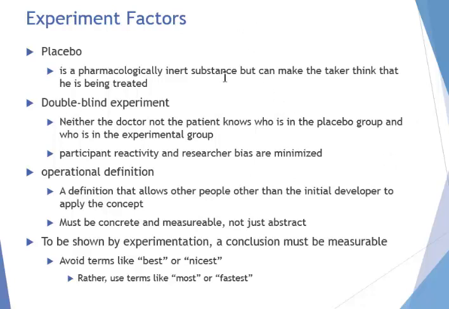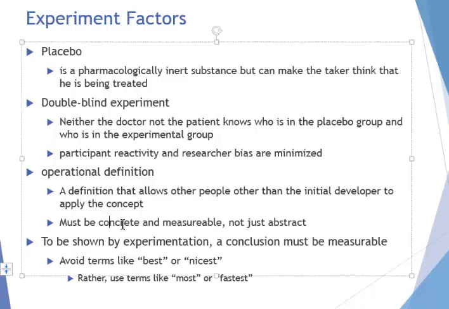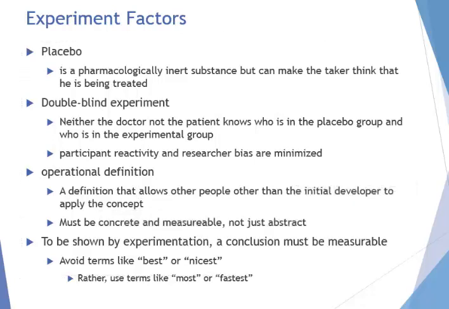A couple more quick ideas regarding research methods. An operational definition is a definition that allows other people to apply the same concept. It should be concrete and measurable. Whenever you establish a relationship or a rule or really pretty much anything, it should be phrased in a way that allows other people to understand it in the exact same terms that you do and be able to recreate your experiment and recreate whatever it is that you're applying.